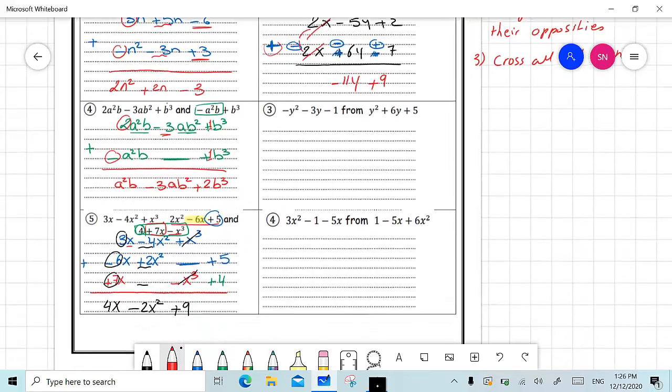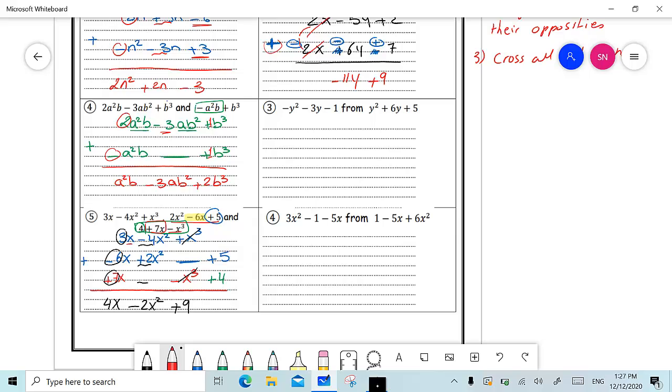Let's go now to question number 3. I want to subtract negative y squared, negative 3y, negative 1 from y squared plus 6y plus 5. We said that when we are saying subtract a from b, this means that I am going to make the second one minus the first. So I'm going to begin with the second expression, write it as it is, y squared plus 6y plus 5, and now I want to subtract from it the first one, which is negative y squared, negative 3y, negative 1.